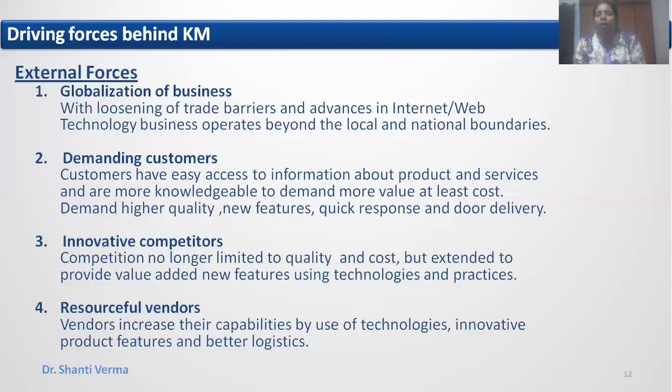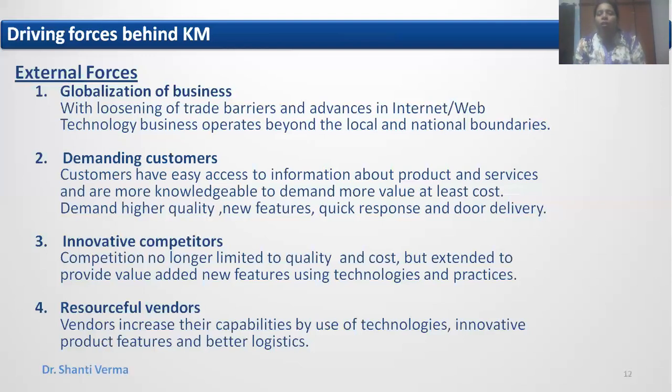The second is the demanding customer. Customers have easy access to information about products and services and are more knowledgeable, so they demand more value at least cost. They demand higher quality, new features, quick response, and door delivery. The demanding customer is the most important factor for any organization, because if customers are not demanding, there is no phase for the improvement of the business.